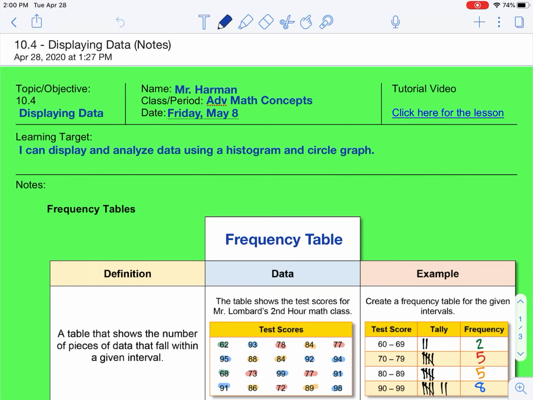So our learning target for this whole entire lesson is I can display and analyze data using a histogram and circle graph. You may notice that frequency table is not inside that learning target. That is because we use a frequency table every time we create a histogram and every time we create a circle graph. So we need to make sure we understand how to create a frequency table before we can move on to the next part of our lesson.